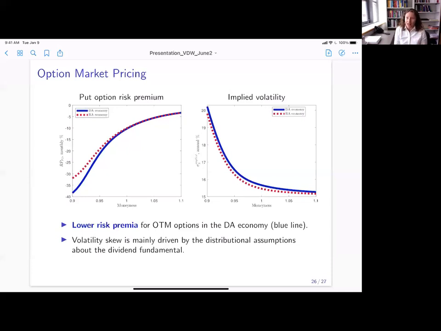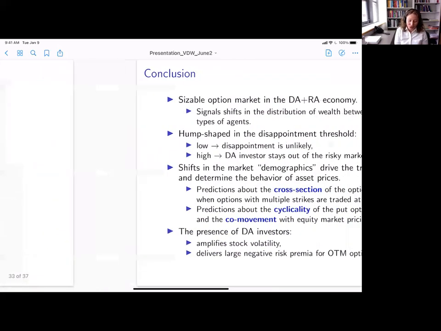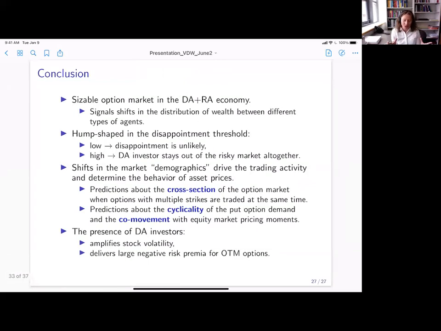Okay, and well, I would like to conclude. This is just putting together what I showed you in the preview before. In this economy with two asymmetries, we got a sizable option market that's in line with the size of it that we see in the data. We get the theoretical result about the hump shape. That's interesting.